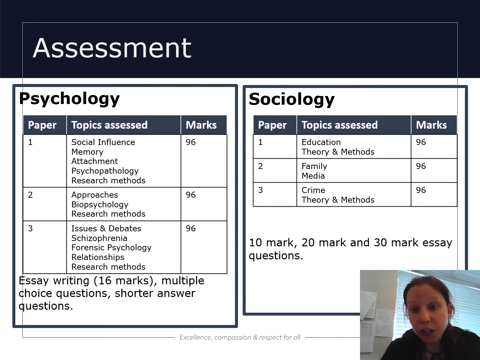In sociology, again, it's essay based, and the shortest question is worth 10 marks, which is still a mini essay. So much more about your essay writing skills and of course the knowledge that underpins it. And again, it's 3 exam papers, all equally weighted, that cover everything across the 2-year course. So no coursework or controlled assessment, and that's important for you to be aware of.